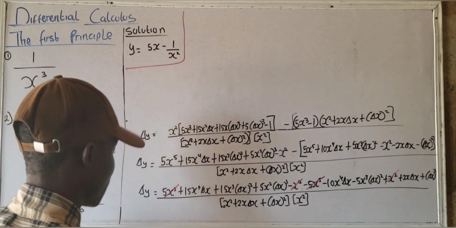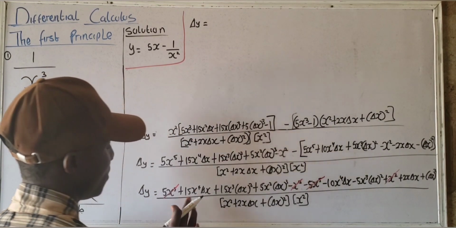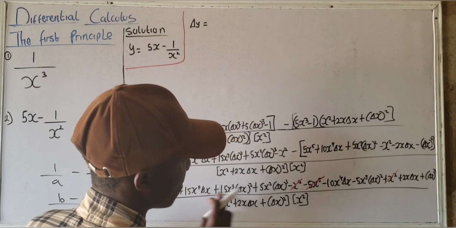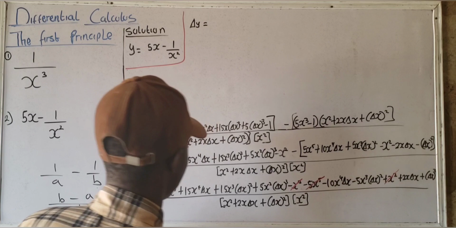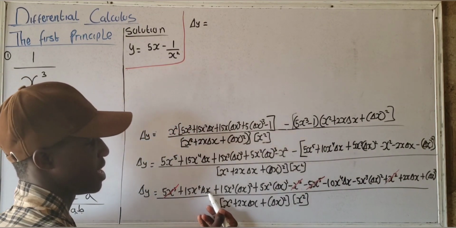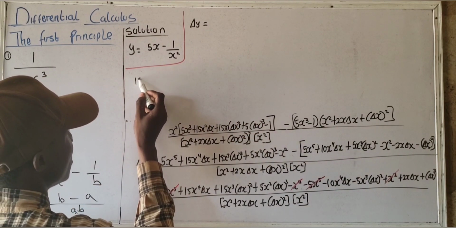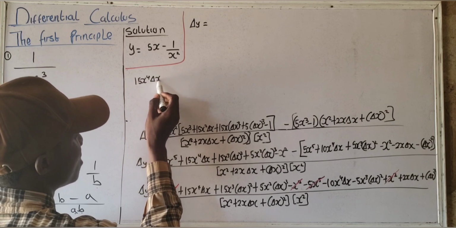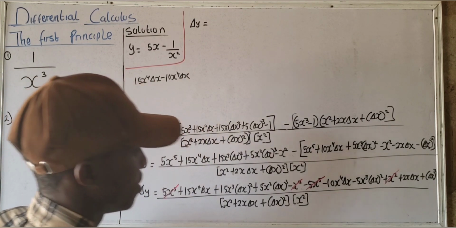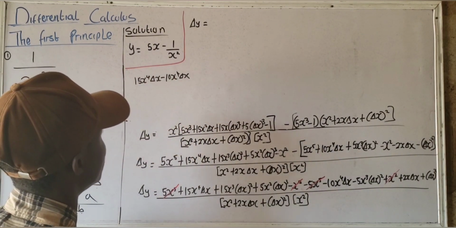So here, this is the question. Here I'm going to have delta y equals 15x raised to the power of 4 delta x. And we have negative 10x raised to the power of 4 delta x. See, there are some terms that can add up to each other. If you add both together, 15x raised to the power of 4 delta x minus 10x raised to the power of 4 delta x, that will give us 5x raised to the power of 4 delta x.